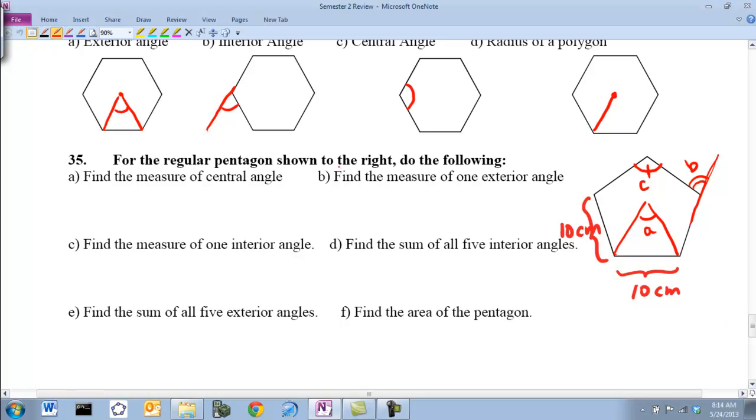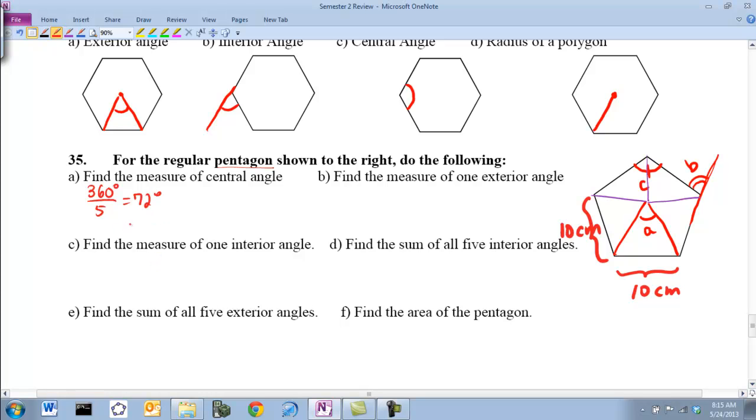For the regular pentagon shown to the right, do the following. Find the measure of a central angle. Well, this pentagon has 5 sides, like every pentagon does. So a central angle would be 360 divided by 5, because even though I didn't draw them all, there would be 5 congruent isosceles triangles from this thing. So that's going to be 72 degrees.